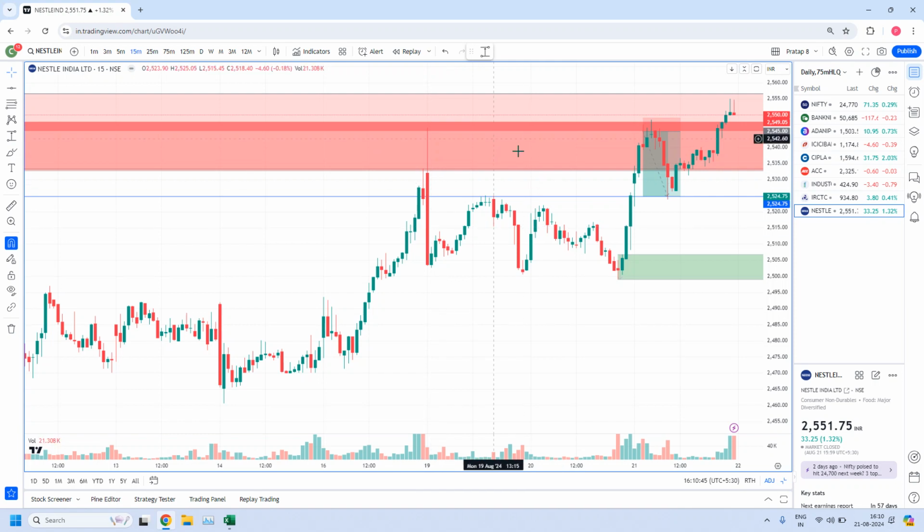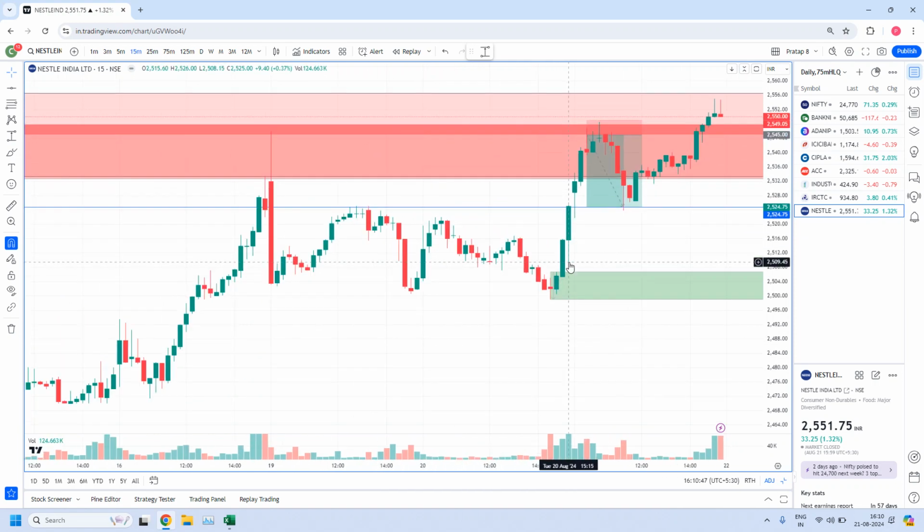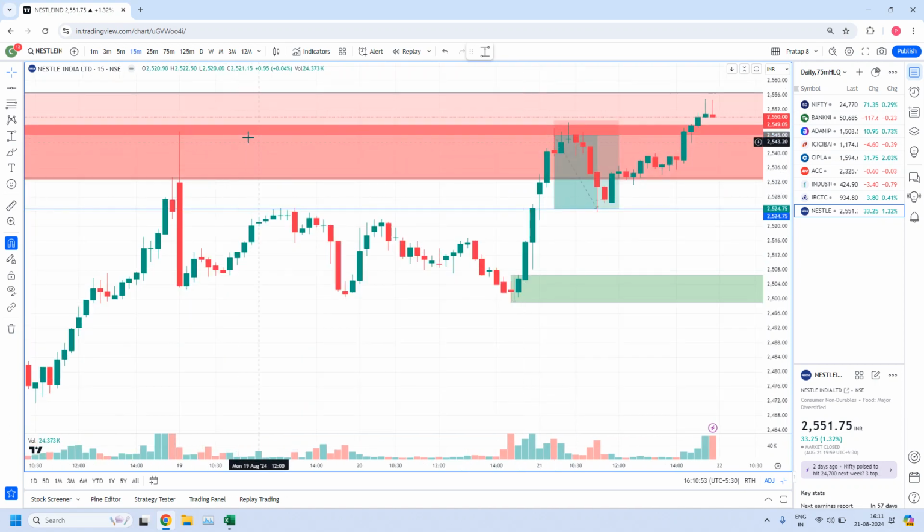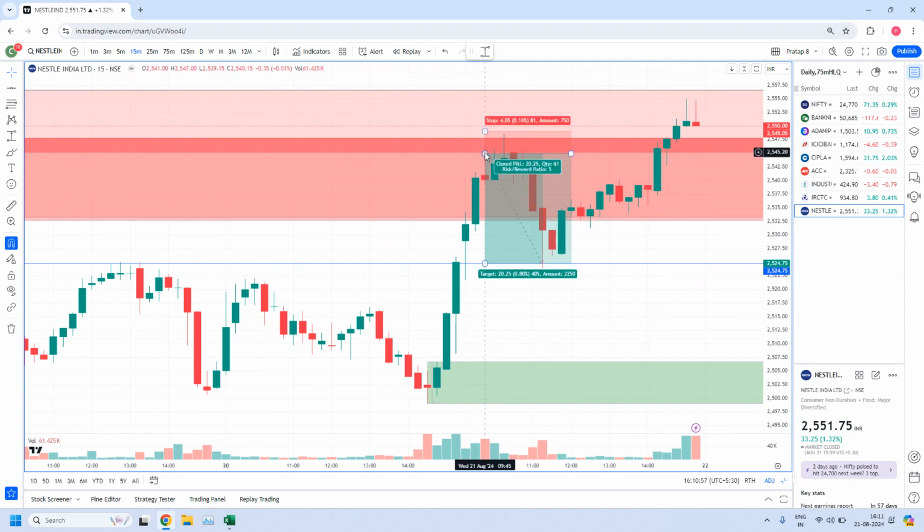A strong institutional order will be there. Until the zone is violated, you can take the trades, that means multiple times you can take the trade. So that's why we took the trade today. The zone was slightly pierced, but it did not hit stop loss. After that it again came down sharply and reached up to 1:5 RR.